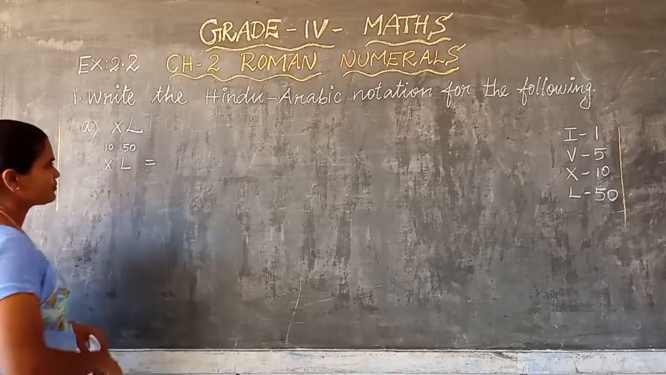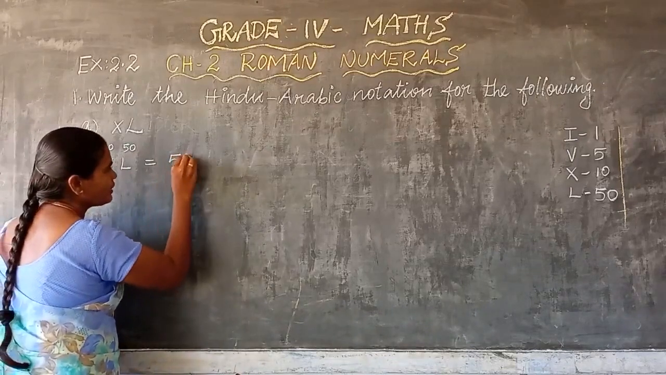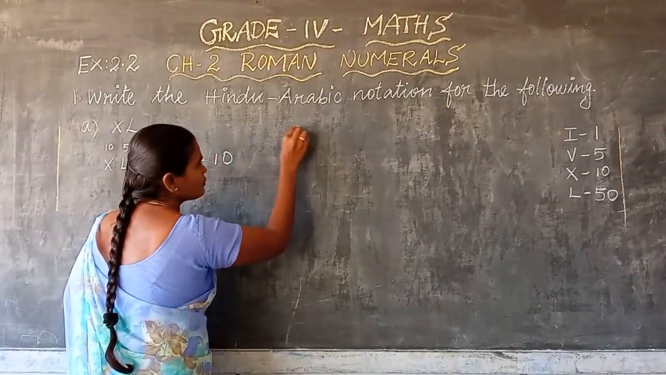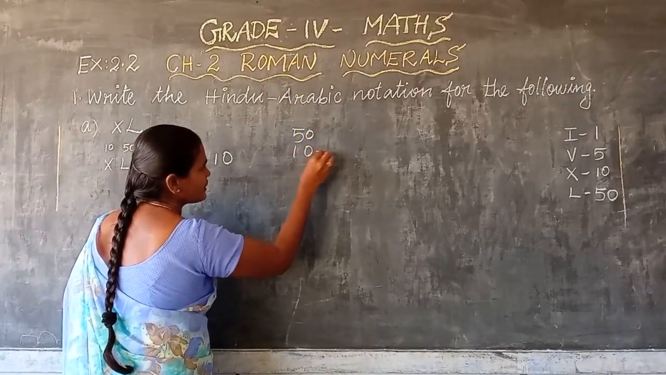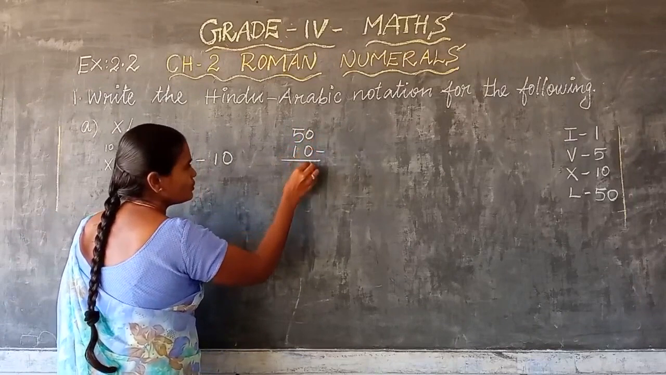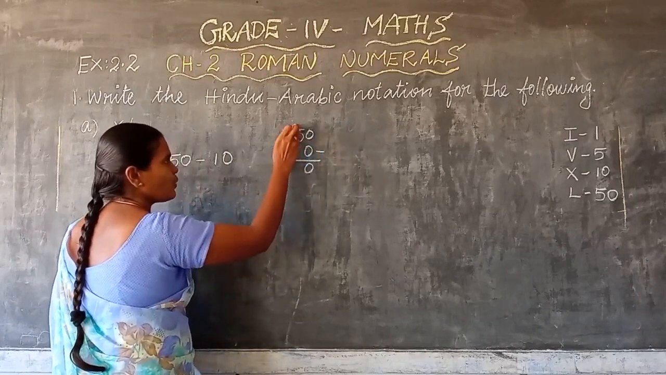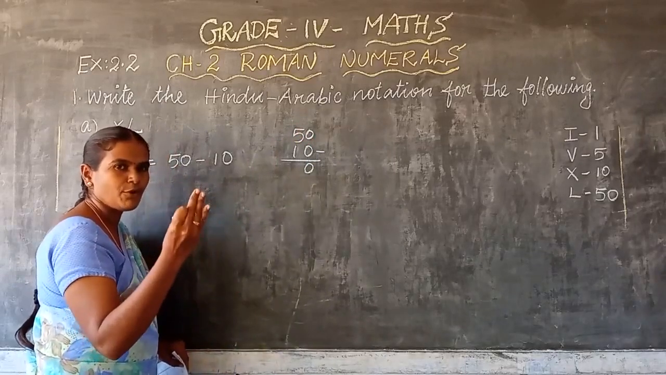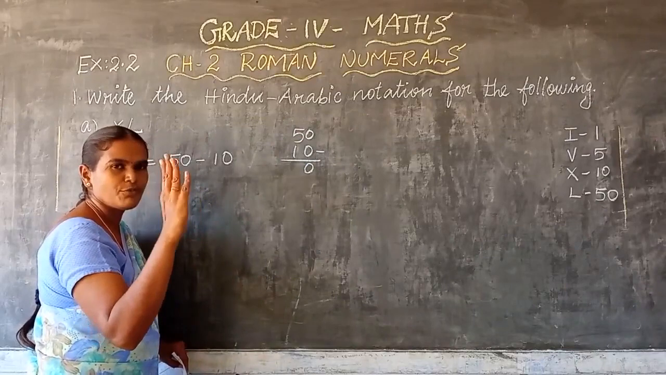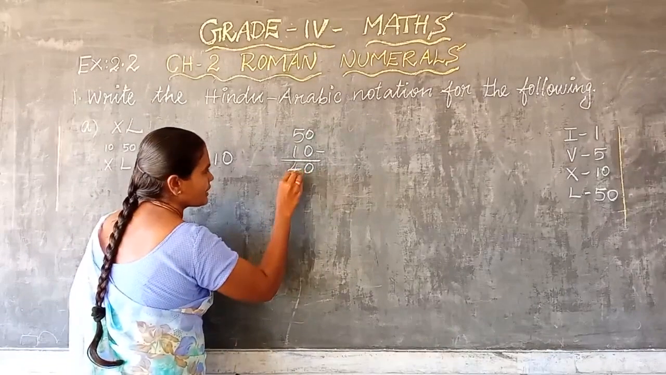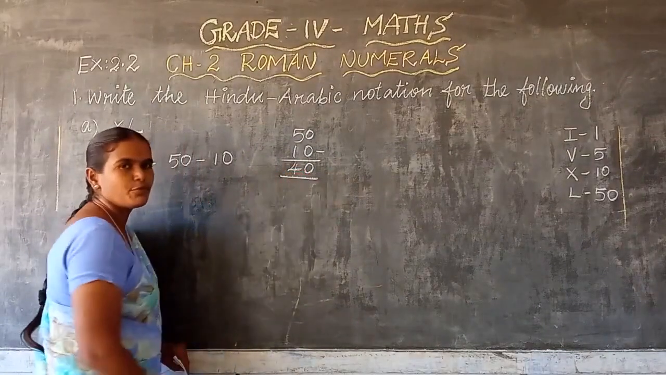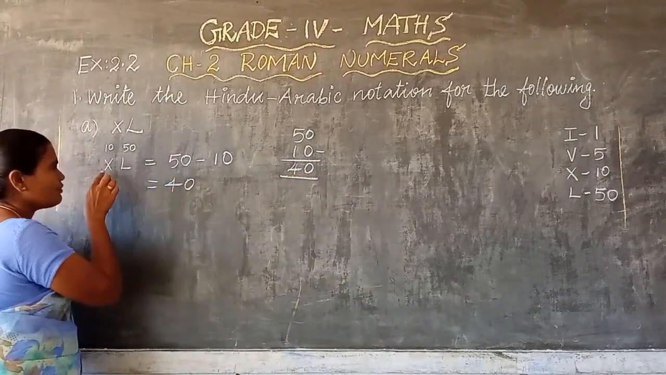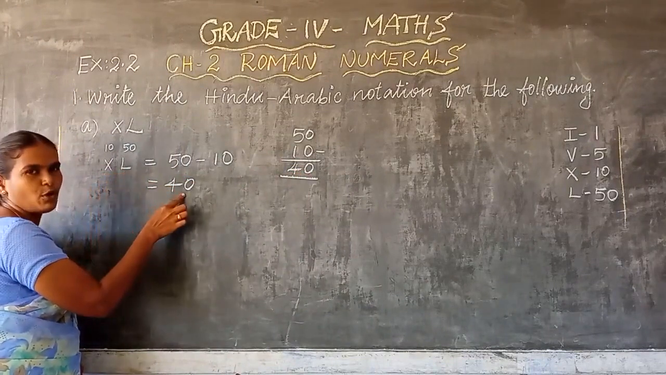So now do that. 50 minus 10. 0 minus 0 is 0. 5 minus 1: 1, then 2, 3, 4, 5. How many fingers? 4 fingers. So we write the answer 4. Now your value is 40. So write here 40. Value of XL equals 40.